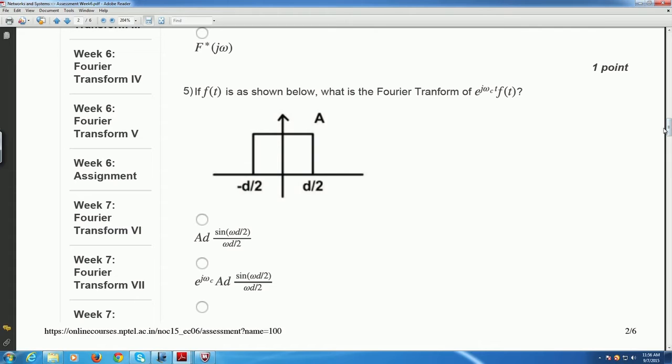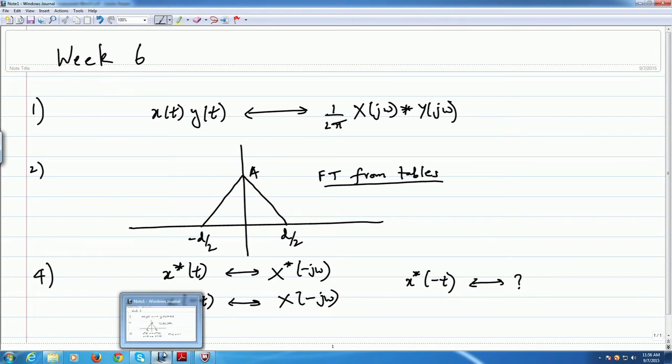f of t is as shown below. It's actually a rect signal, a rectangular signal. It starts at minus d by 2, goes up to a, and then falls back down to 0 at plus d by 2. You are not asked for the Fourier transform of f of t, which you might know is some sinc function, but you are asked for e power j omega c t times f of t. So, now we have to use the table for f of t, and then you have to use the property which is for e power j omega c t multiplication.